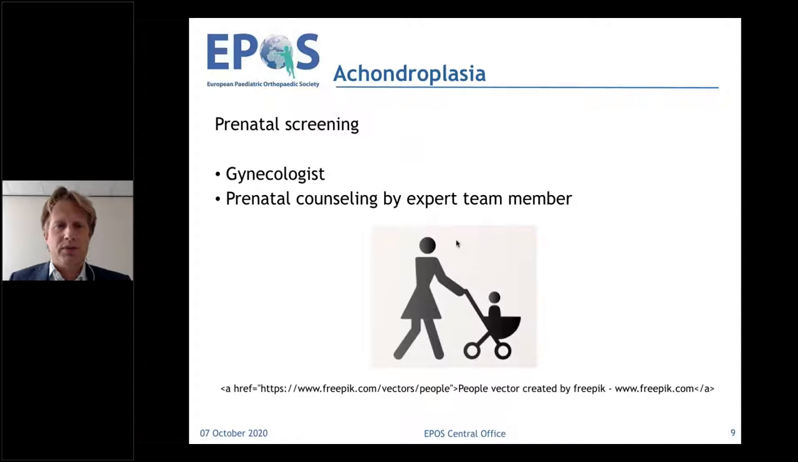So it all starts with prenatal screening. The gynecologist does an ultrasound and notices that there might be some rhizomelia. Perhaps they'll ask clinical genetics, who will do some research, and then the mother is no longer pregnant of a child, but pregnant of a child with achondroplasia.